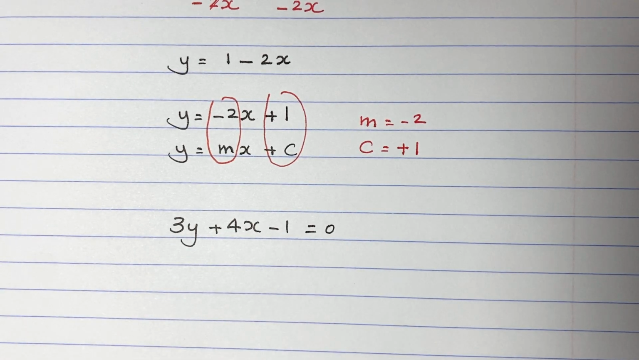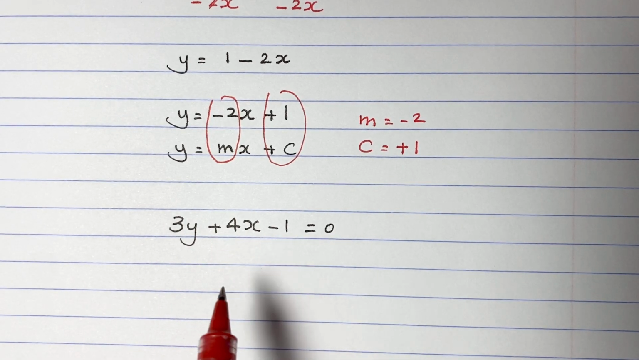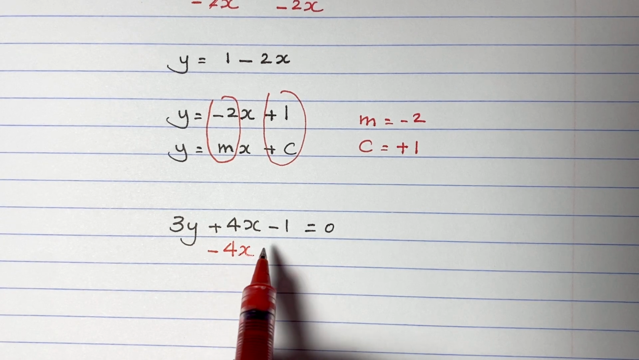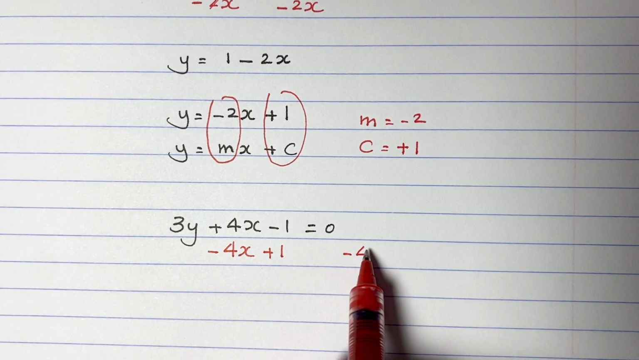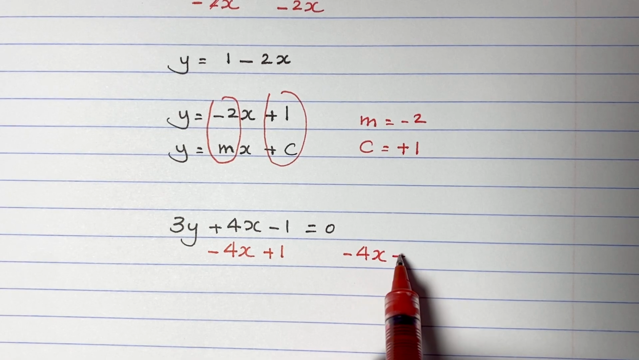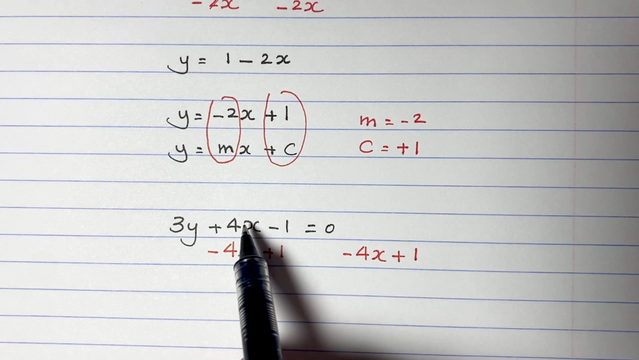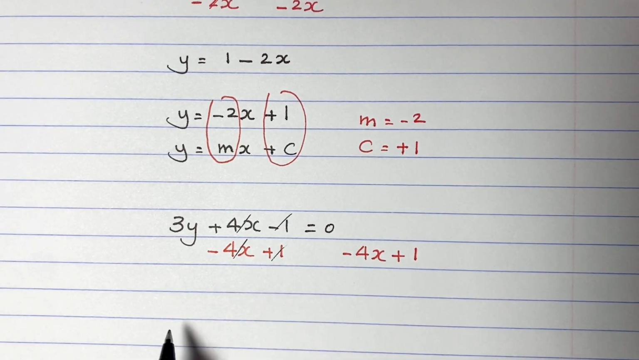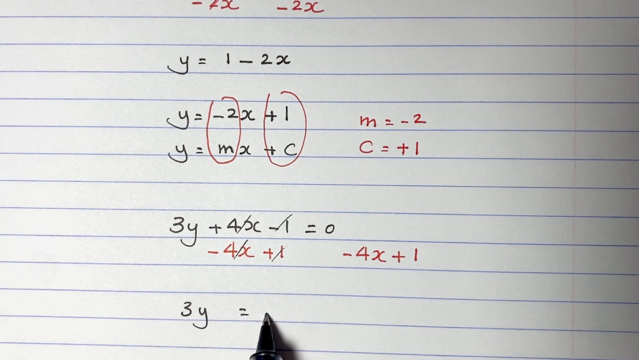So in order to get rid of plus 4x and minus 1, I do opposite. Minus 4x, and opposite of minus 1 is plus 1. I repeat that on both sides because I have to balance the equation. So here, minus 4x plus 4x gone, minus 1 plus 1 gone. So we have 3y equals minus 4x plus 1.